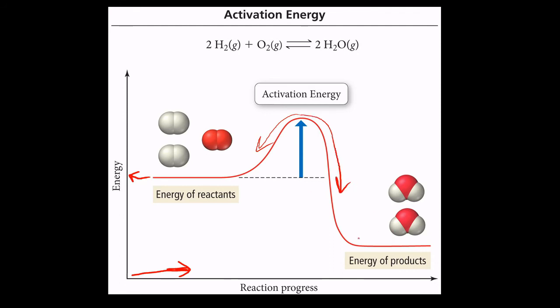And usually the products are going to be at a lower energy than the reactants were. They don't have to be, but usually they are. And so this energy difference here, the energy difference between the reactants and the top of this curve, is the activation energy. So they have to have enough energy to make it over this hill to get to the other side. If they don't have that much energy, the reaction's not going to happen.